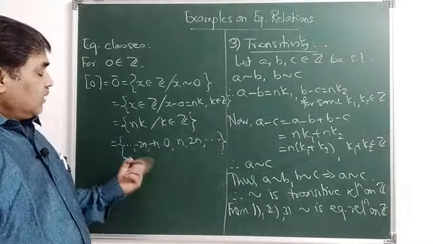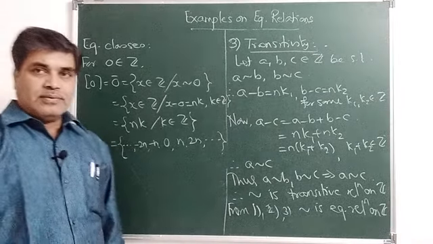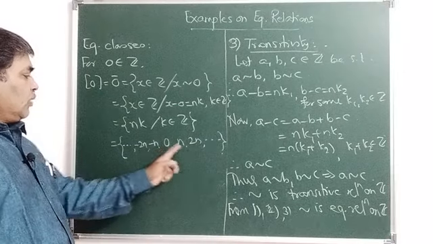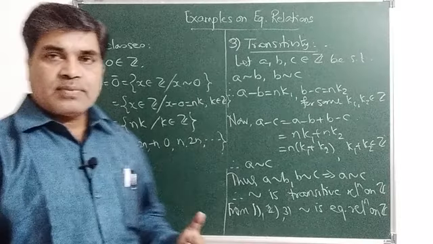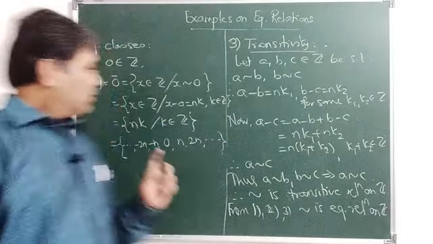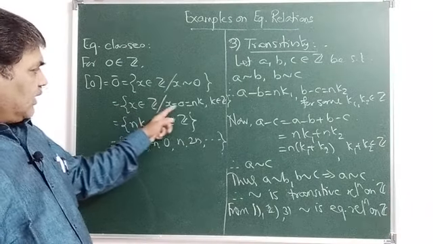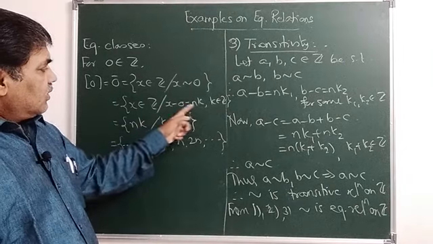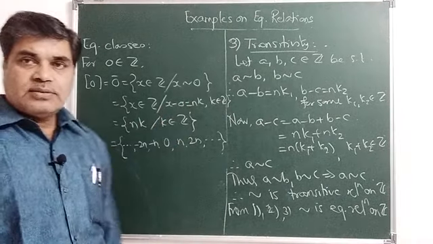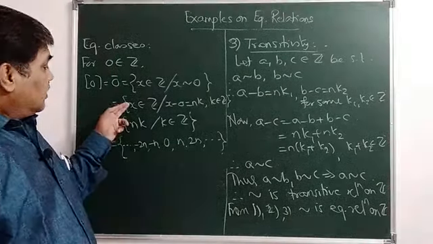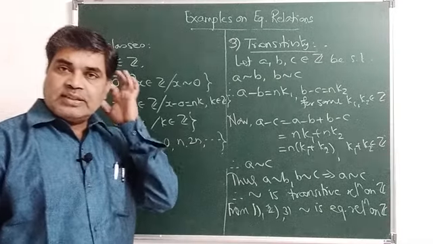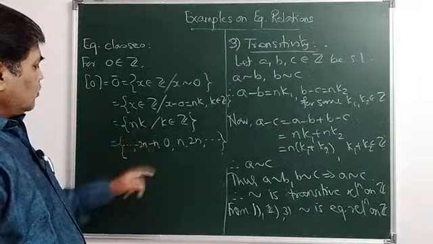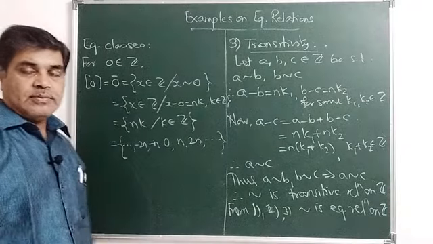Is it clear? Remember, if n is equal to 1, then the equivalence class of 0 is nothing but 0, 1, 2, minus 1, minus 2, and so on. If my choice of n is 1, then x minus 0 is equal to 1 into x, right? So every integer is a multiple of 1. Is it clear? So every integer must lie in the equivalence class of 0.